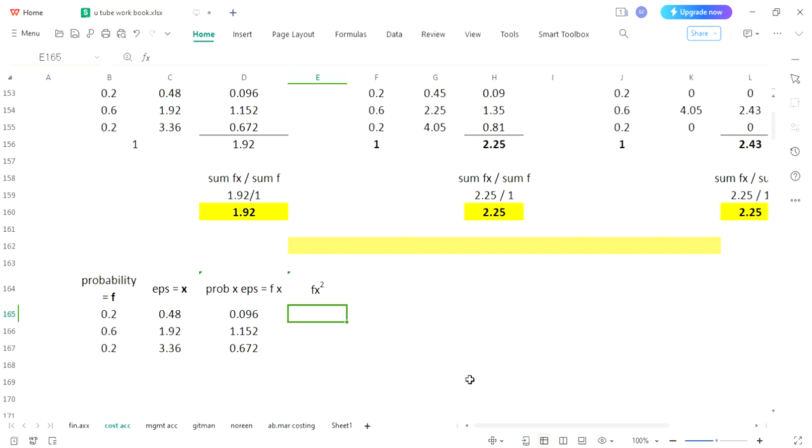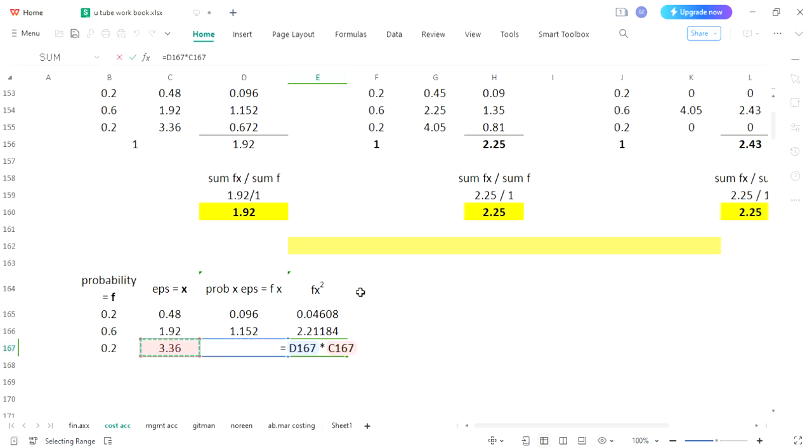How? Please note it down. This fx would again be multiplied with x to get fx square. This is actually a pure statistical concept and you will have to be with me to understand it. This fx is again multiplied with x to calculate fx square. So first fx 0.096 and then you will multiply with x. We have got fx square. Again for second, fx is 1.1 and you will multiply 1.9. We have got second fx square. For third, 0.6 would be multiplied with 3.36. So we have got our third fx square.